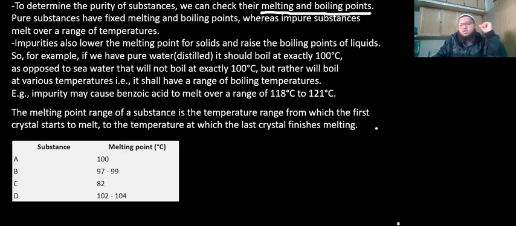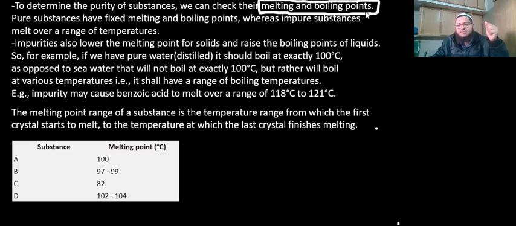The very first point that I must ask you guys to remember is that the very first factor that can give us an idea of the purity of a substance is its melting and boiling point. If the substance is pure, it will melt and boil at fixed temperatures, but if it is impure, then it will melt and boil over a range of temperatures, meaning it will start melting at, let's say, 10 degrees Celsius.